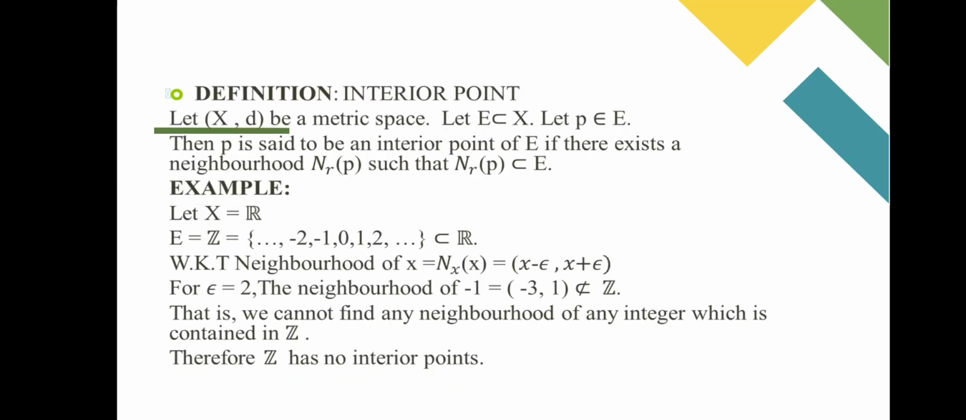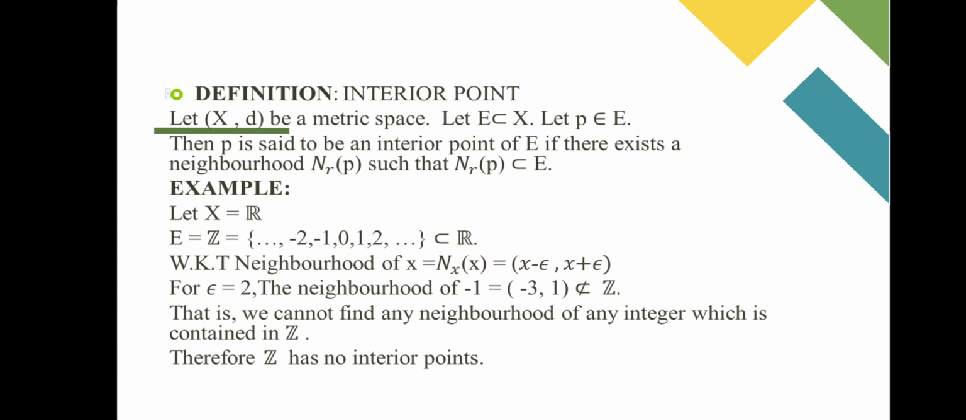Definition, interior point. Let (X, d) be a metric space. Let E be a subset of X. Let us take p belongs to capital E. Then p is said to be an interior point of E if there exists a neighborhood N_r of p such that N_r of p is contained in capital E.